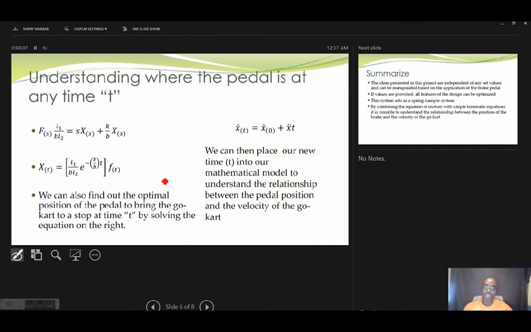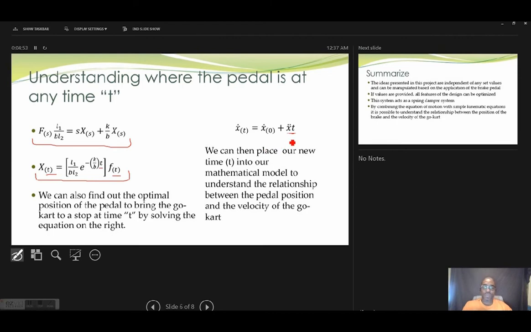So basically what this will help us do is understand where the pedal is at any time t. We can take this and convert it back into the time domain from the Laplace domain, and we get this function here, and these are functions of time. So this will allow us to begin to gain an understanding of what the system is doing at any time t.